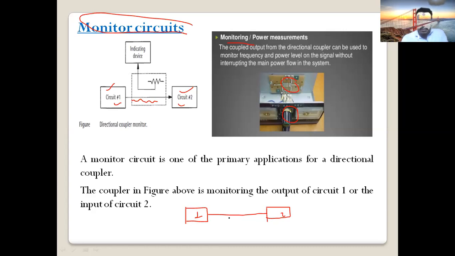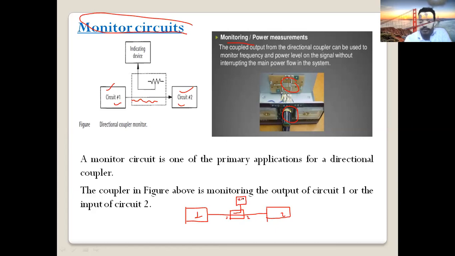So how to take the signal being transmitted? We are not interrupting, okay? Without interrupting, how are we going to take a small sample from this transmission line? This is the transmission line, transmitting from 1 to 2. So what we have to do? Bring a coupler, connect in between the two. So this is port 1, this is port 2. Signal is still transmitted directly, but we take a small sample and give it to our meter.